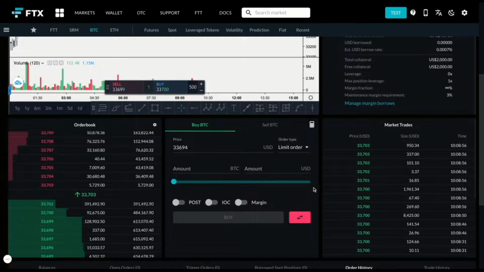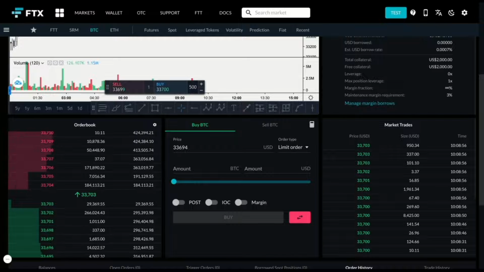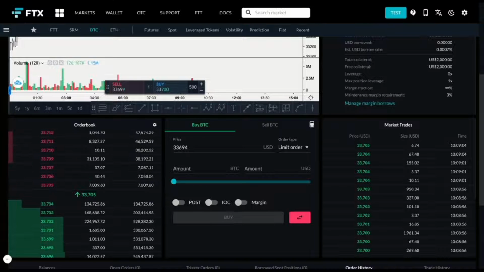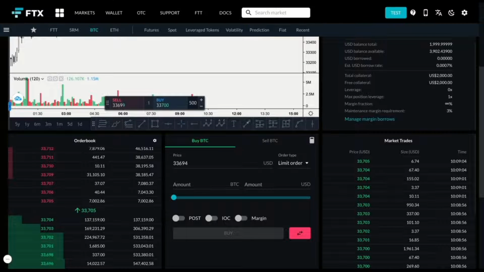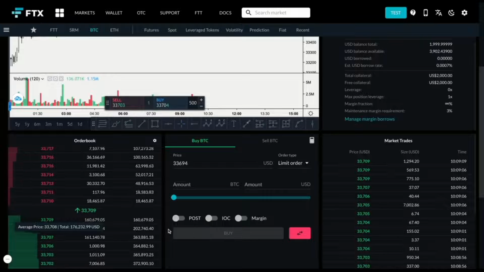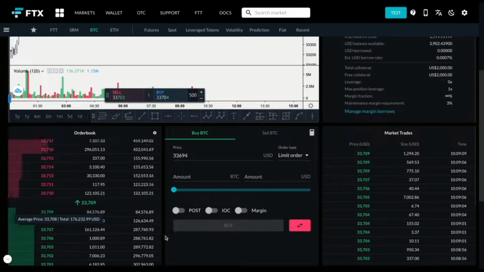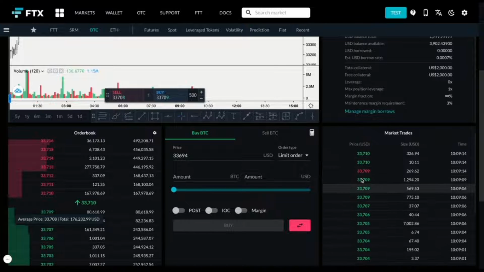The difference you want to be aware of is that market orders generally open up the opportunity for slippage, and they're more expensive in terms of fees. Slippage is the difference between the price that's quoted and the price that you actually get when you place the order, because there are transactions happening all the time. You can see on the right hand side here, these are the current trades that are going through.